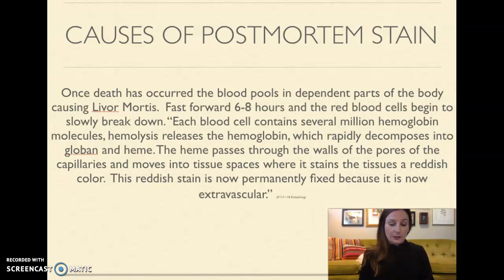Our embalming textbook, again, explains it well. Each blood cell contains several million hemoglobin molecules. Hemolysis releases the hemoglobin, which rapidly decomposes into globin and heme. The heme passes through the walls of the pores of the capillaries, moves into the tissue spaces, where it then stains the tissue a reddish color. The reddish stain is now fixed permanently because it is now extravascular.